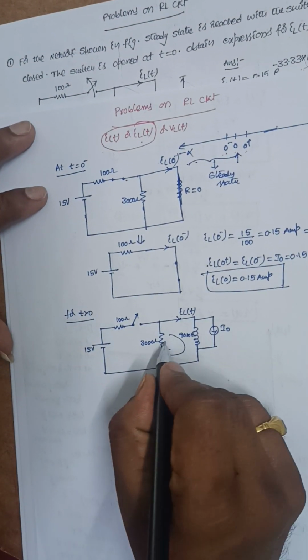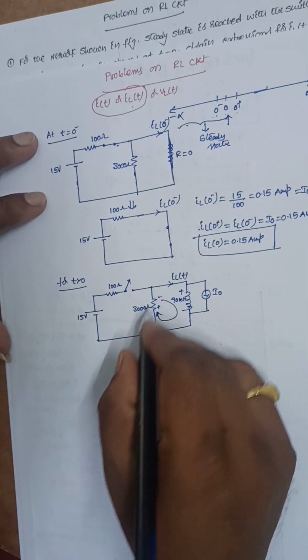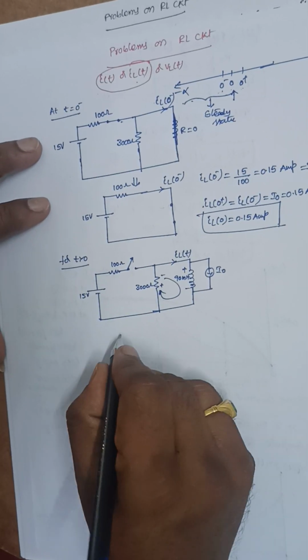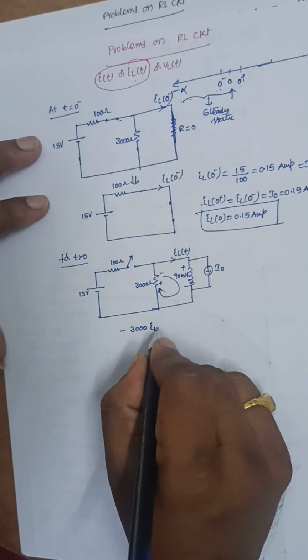Now mark the polarities, plus and minus. Now apply KVL for this. It is minus 3000 into I of t.